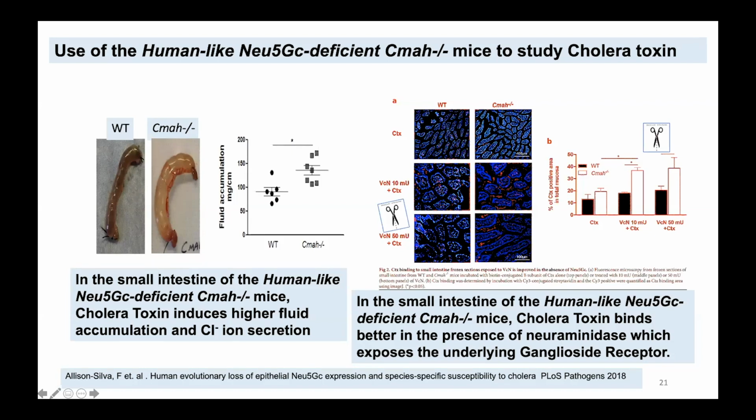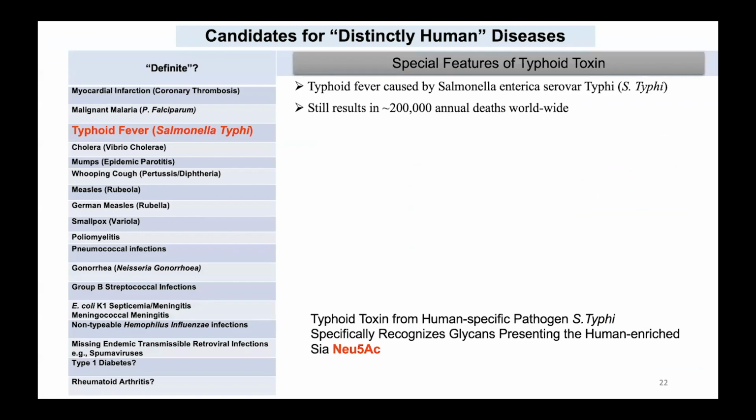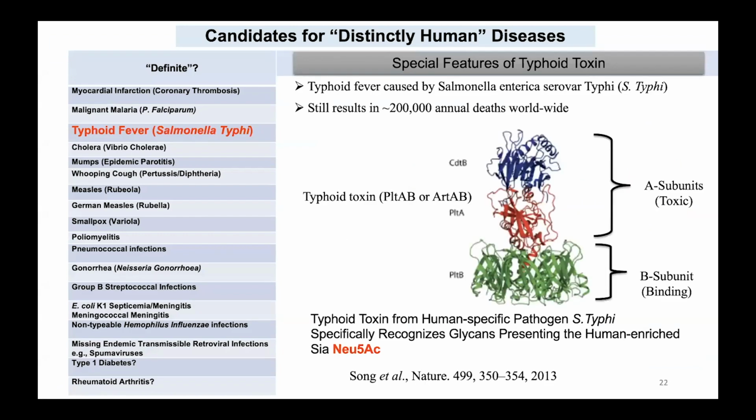So this again demonstrates that it binds to the underlying ganglioside receptor. So the next candidate that I was going to talk about was typhoid fever. It's caused by Salmonella enterica serovar Typhi, and results in 200,000 annual deaths worldwide. There's the toxic subunit, and then the beta subunit, which is the binding part, which specifically recognizes glycans present in the human-enriched sialic acid Neu5Ac.